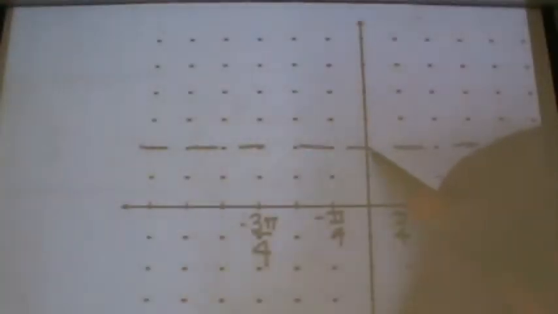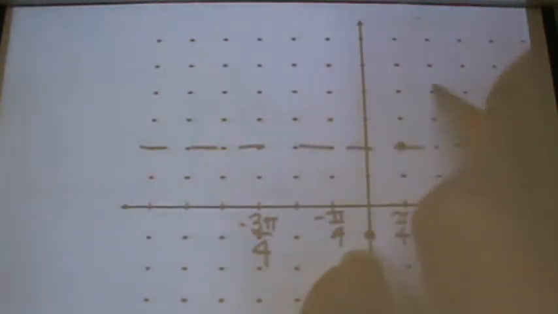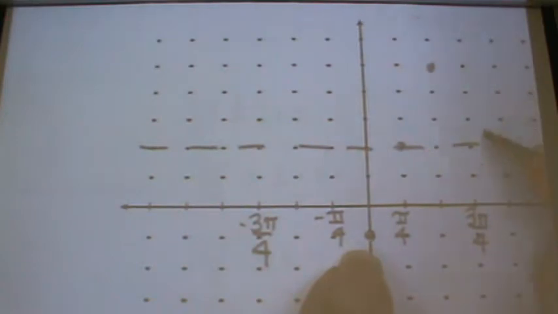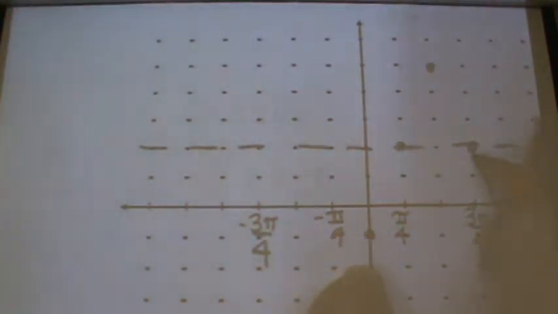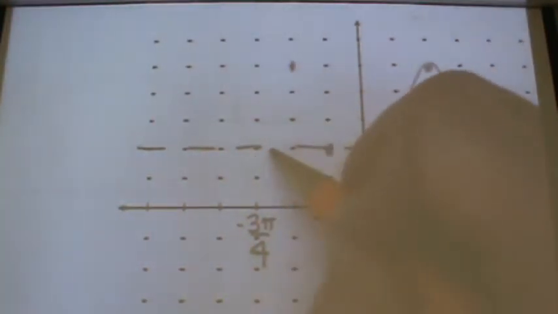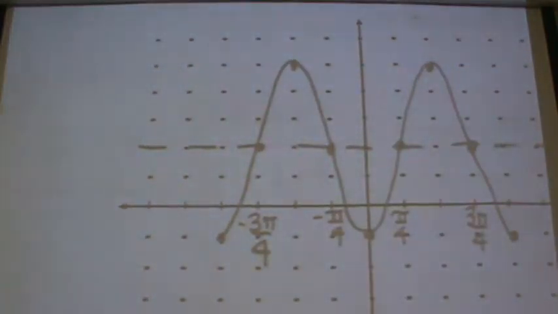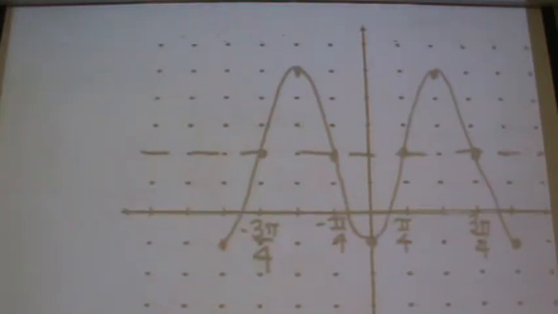And your amplitude is 3, but it's upside down. So we're going to go 3 down right here. On, above, on, below. Make sure you do 2 full periods. Questions on that? Next one, tangent.